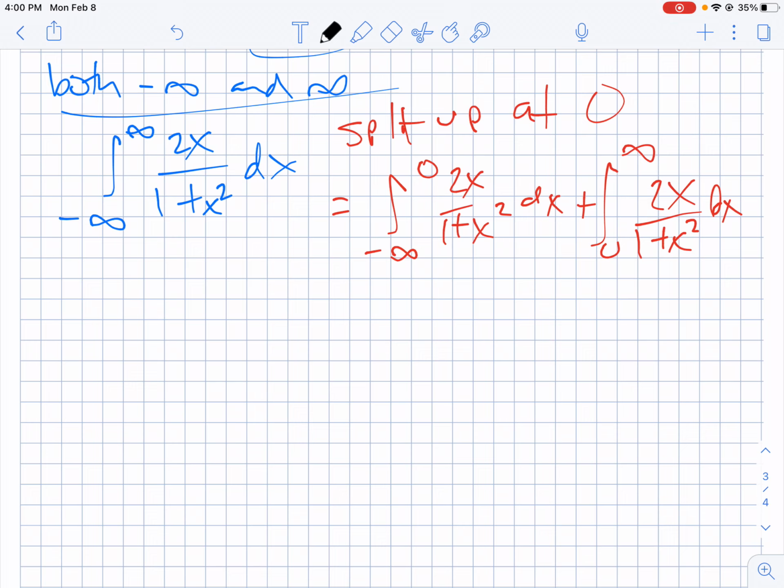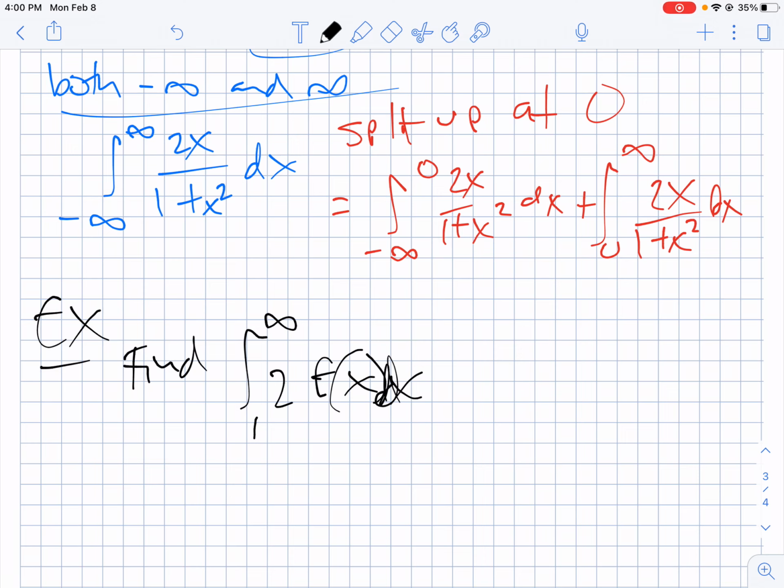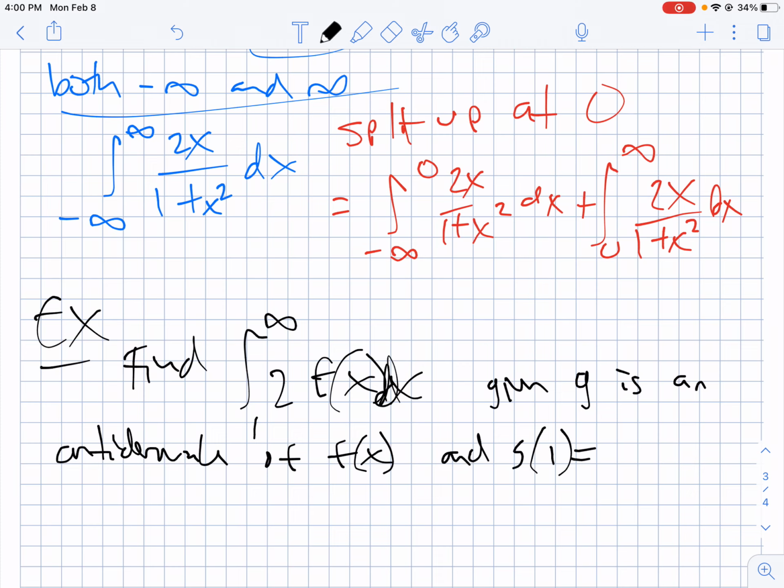So for the first example, and these are both old AP questions, I'll ask you to find the integral 1 to infinity of 2f of x dx. And you are given that g is an antiderivative of f, and g of 1 is equal to 5, and the limit as x goes to infinity of g of x is equal to 12. So that's the situation here. We don't have an equation for f. We know g is an antiderivative.